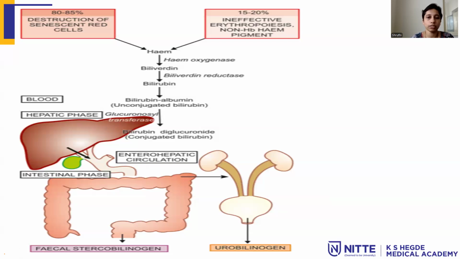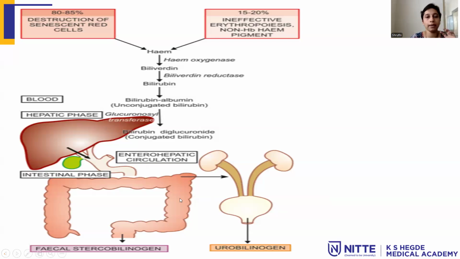So this urobilinogen, part of it will undergo enterohepatic circulation. That means it enters the hepatic circulation and it will get recycled. Part of it will get absorbed into the blood, entering the circulation followed by kidney. So it will be excreted in the urine as urobilinogen.